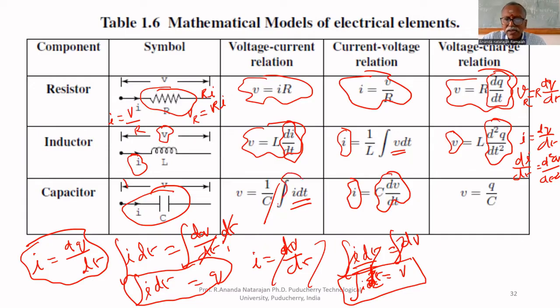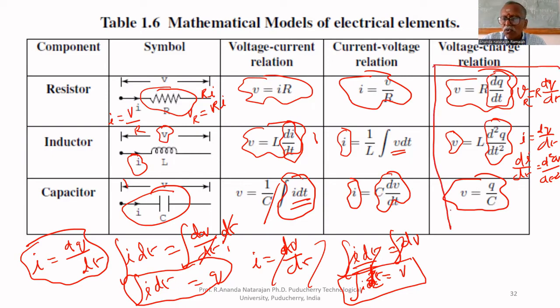Here, integral of I dt is there. So we can replace this integral of I dt by q. Therefore, V equal to q upon C. Why all these equations? Up to second order you have already seen.